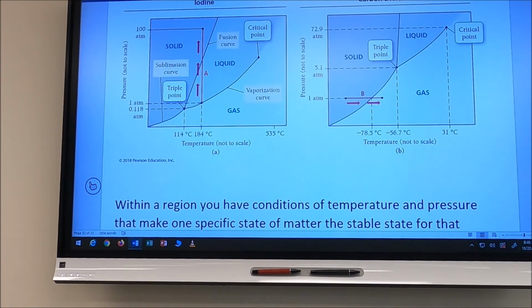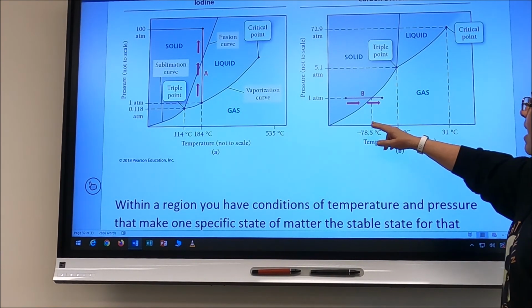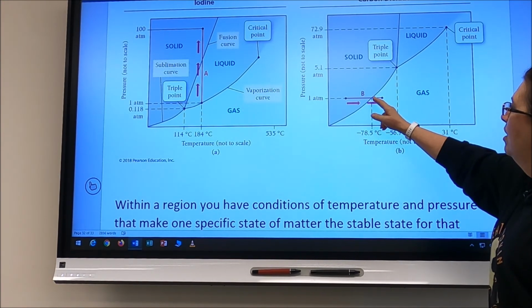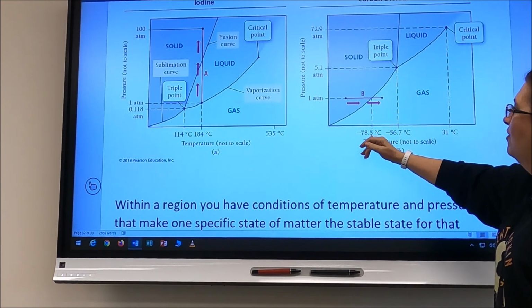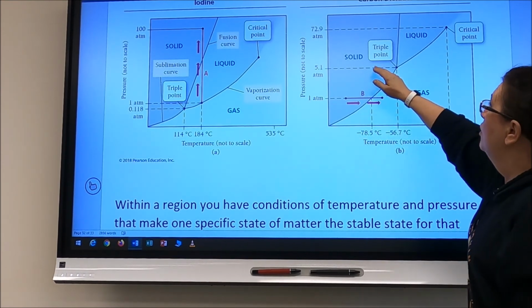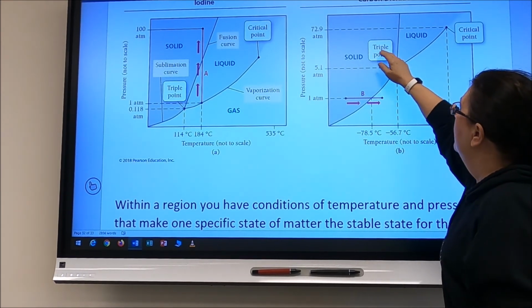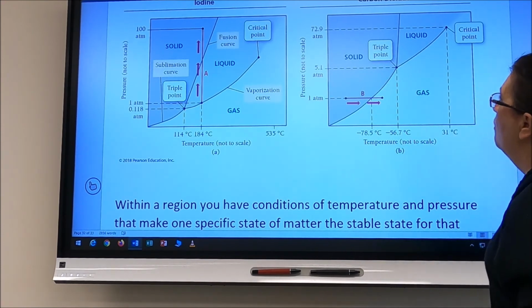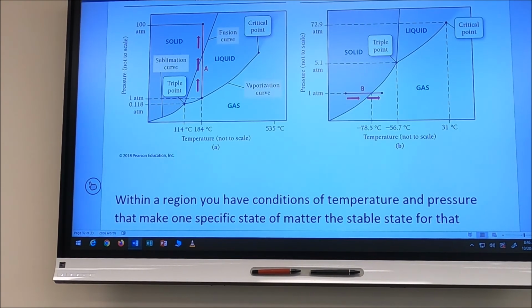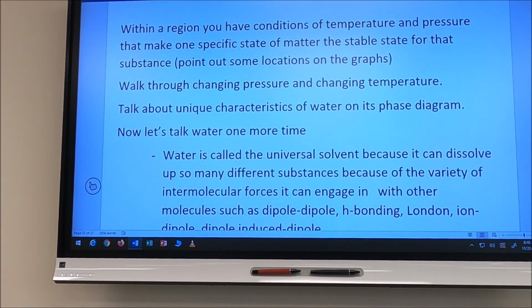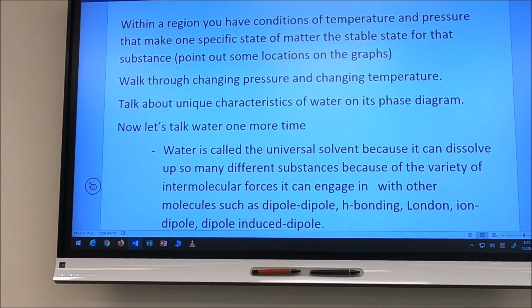Right? Now, I also want you to notice about carbon dioxide that at 1 atmosphere pressure, it changes phase from solid to the gas phase at minus 78.5 degrees C. To go from solid to liquid on its way to gas, we'd have to be over 5 atmospheres in pressure. So that's why dry ice is dry ice. So within a region, you have conditions of temperature and pressure that make one specific state of matter the stable state for that substance.